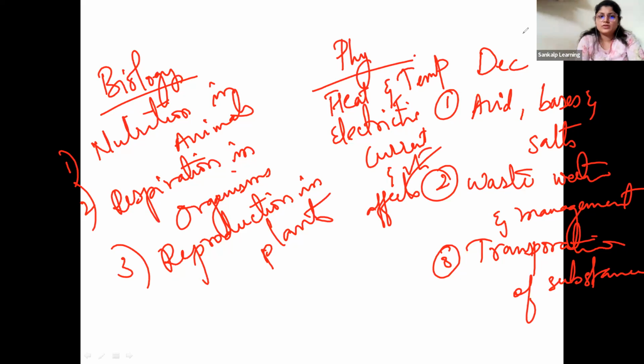I want you to send me nutrition in animals and acid, bases, and salts. Next time we'll start with nutrition in animals or acid, bases, and salts. They're doing nutrition in animals, so I think acid, bases, and salts. You want acid, bases, and salts, right? Okay, fine. First I want acid and bases, so that will finish, and then after that we'll see nutrition in animals.